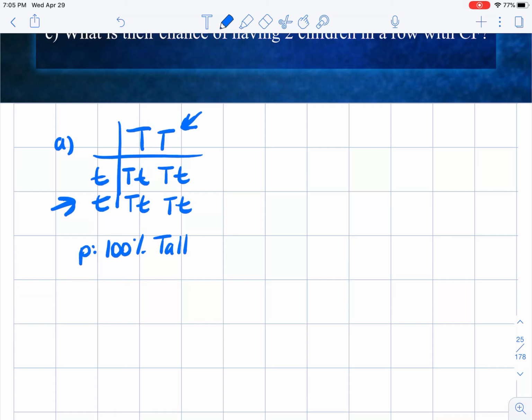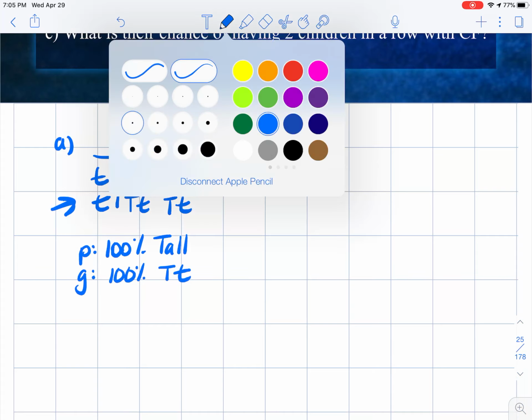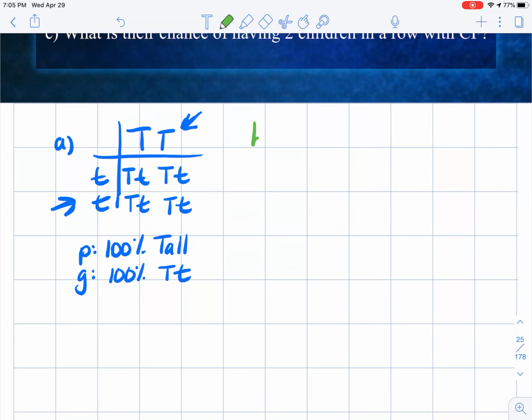So in this case, you would say that the babies are all 100% tall for the phenotype, for physically, they're 100% tall. If they did ask you genotype, you'd say they would be, for genotypes, 100% big T, little t. And your first question is done.